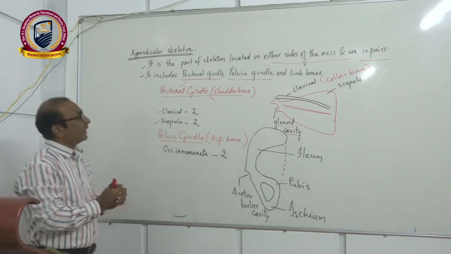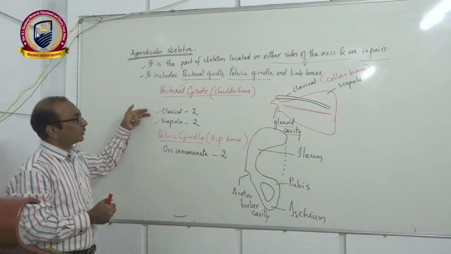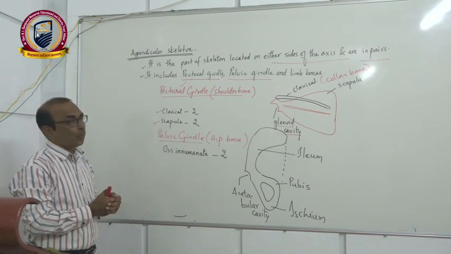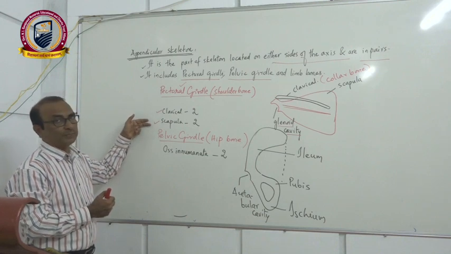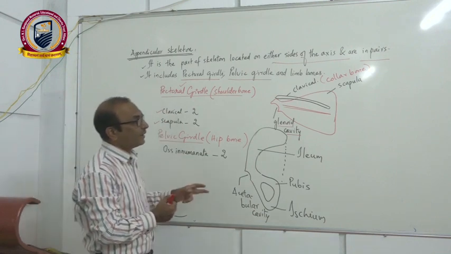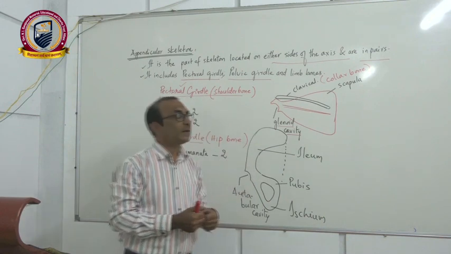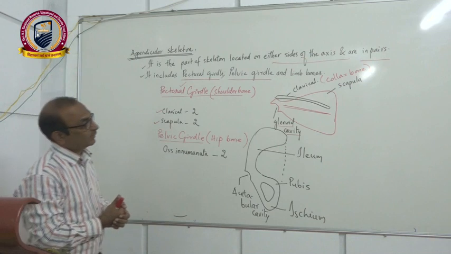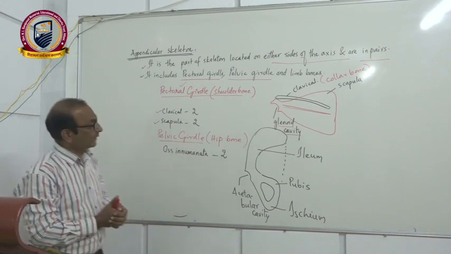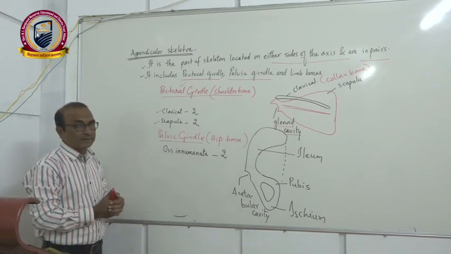Just now remember that pectoral girdle has a total of 4 bones, 2 clavicles, 2 scapulae. Right? And as I told you, they are in pairs. So one clavicle on right side, another on left side, one scapula on right side, and another one on the left side, like that. Then let's take up the pelvic girdle.